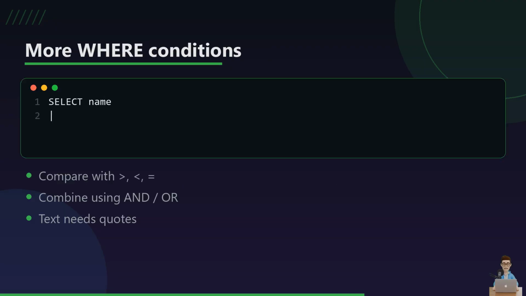Clean. The where test isn't limited to equals. You can ask age greater than 20 or glue 2 questions together with and, so both must be true. Here we want Delhi people over 20, which lands on Anna and Kara. One small rule to tattoo on your brain: text values go in single quotes, numbers don't.